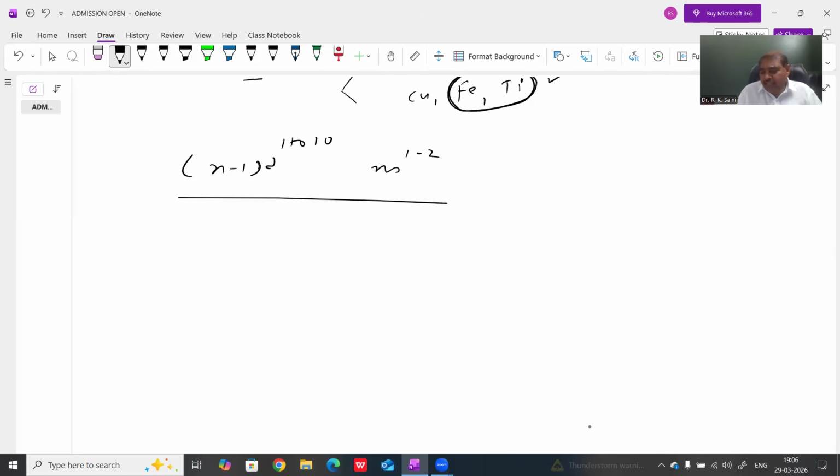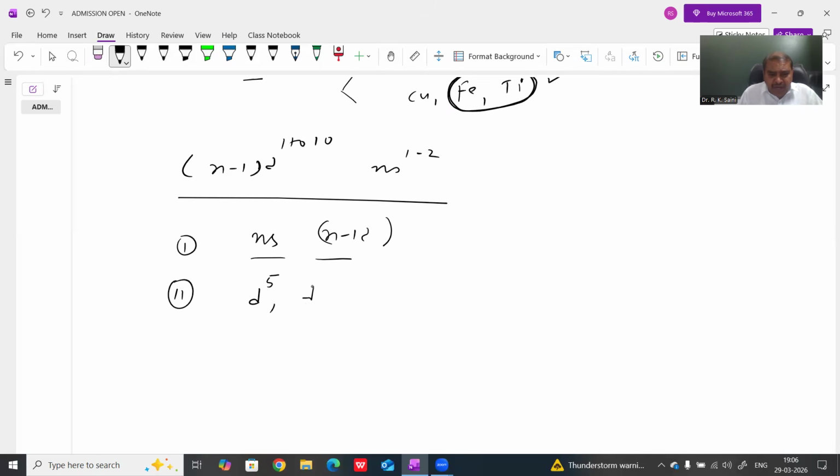For example, the energy difference between the outermost shell, that is ns, and the penultimate shell (n-1)d is very less, and due to this less energy difference, electrons are easily transferred from one orbital to another. Second, the extra stability of half-filled and fully filled configurations.